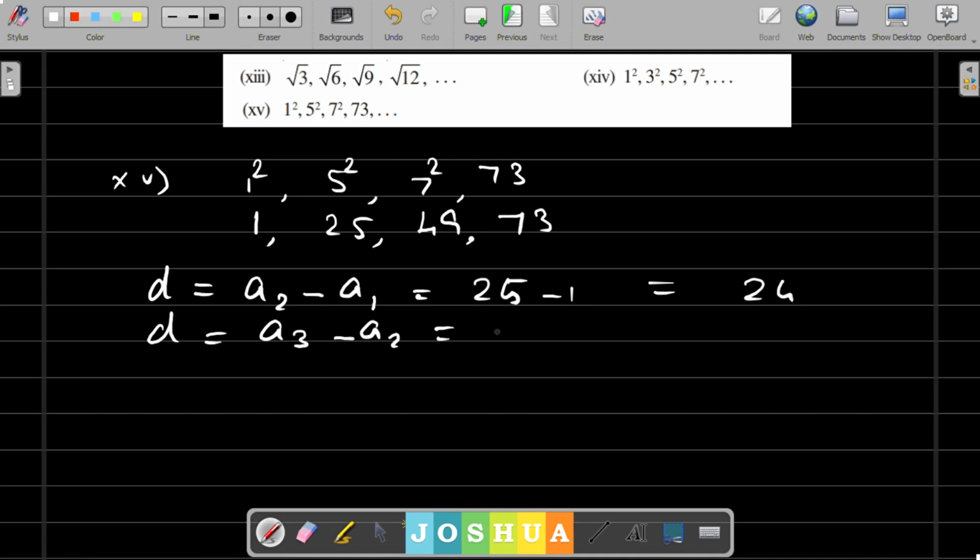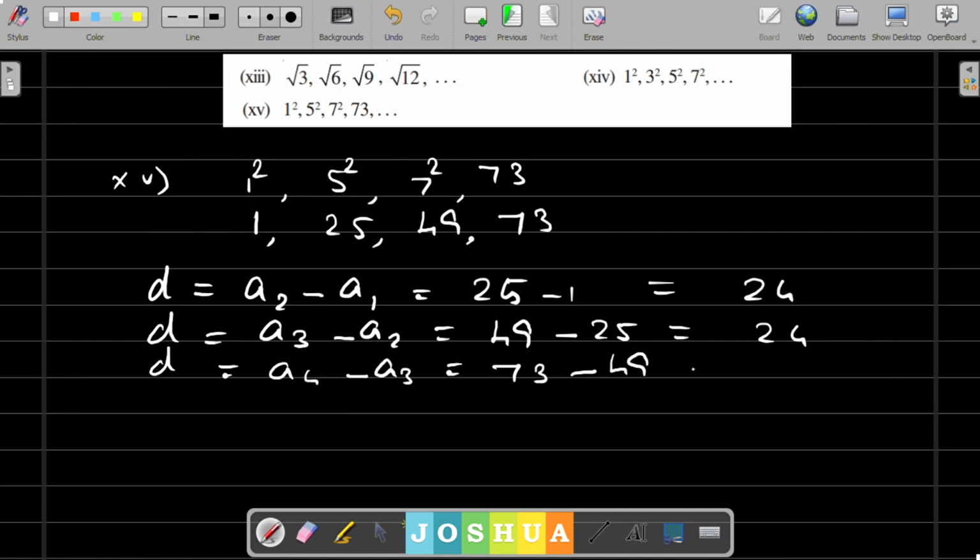Now the second difference, a3 minus a2. What is a3? 49 minus a2, 25. Again the difference is 24. And d is equal to a4 minus a3. a4 is 73 and a3 is 49. Again, look at this one, the difference is 24. So we can justify, yes, we have a common difference. So definitely it's going to form an AP. So in this case, I'm going to find the AP.